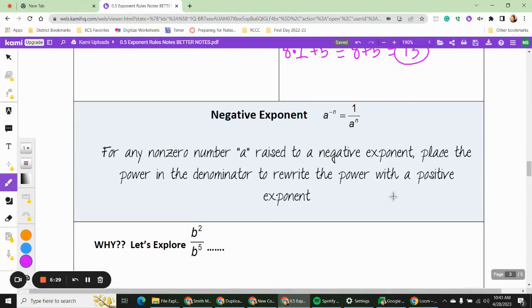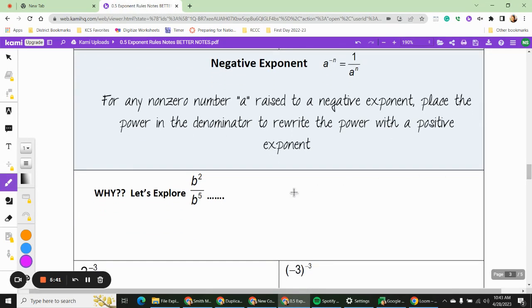Now, another fun situation is negative exponents. If we have a number with a negative exponent, we can rewrite it a couple of ways here. Let's explore and look at that. So b squared over b to the third power is the same thing as saying b squared, that's b times b. All right, cool. And b to the fifth power, we're going to write that b down 5 times on the bottom here.